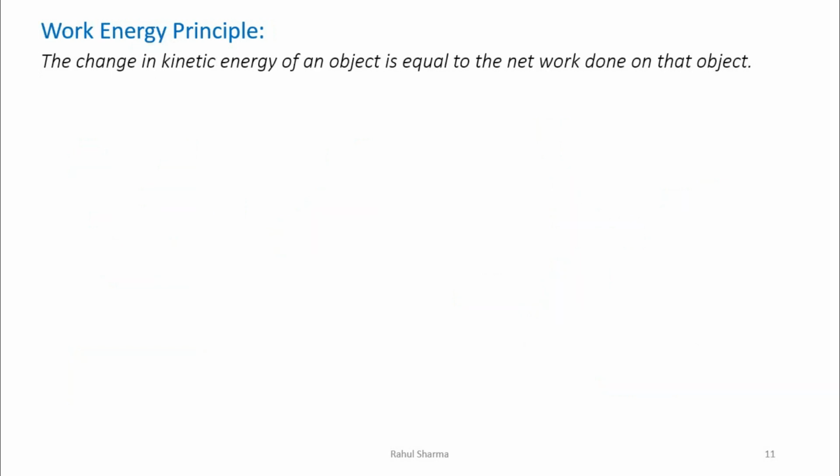The work energy principle says that the change in kinetic energy of an object is equal to the net work done on that object. For example, let's say this is an object or particle having mass m and T1, this is the kinetic energy. Initially it is moving with a velocity and it is having a kinetic energy represented as T1. Now in that condition, the kinetic energy of this object is T1, that is half mv1 square. v1 is the initial velocity.